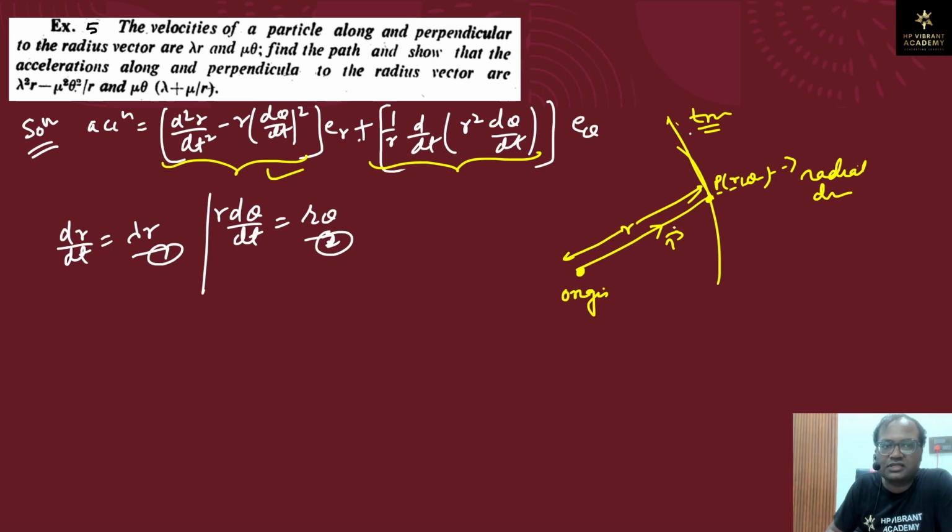So the acceleration along the radius vector is the radial acceleration, and the acceleration perpendicular to the radius vector is the transverse acceleration. So we have this as radial acceleration, that is along the radius vector, and this is transverse acceleration, that is perpendicular to the radius vector.